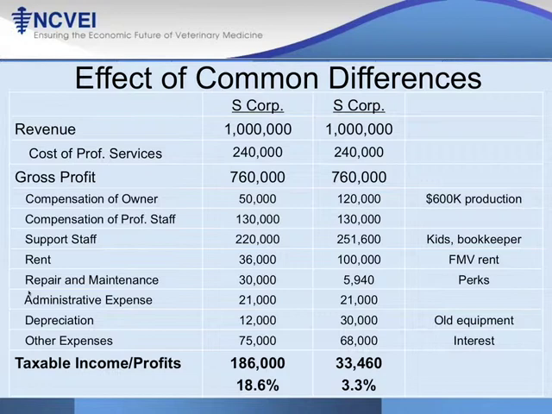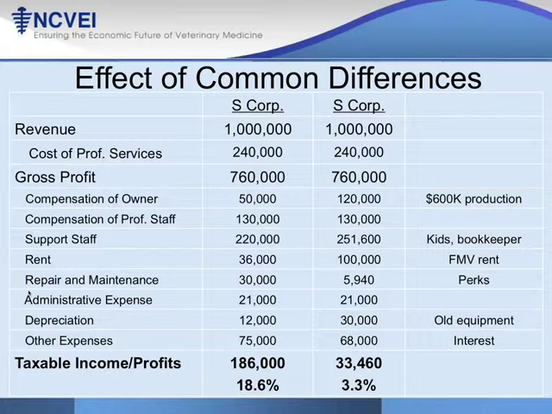So you'll see here that revenue in this practice is $1 million, and we didn't make any adjustments to revenue. We didn't have any adjustments to the cost of professional services. But when we came down to owner compensation, we did need to make an adjustment. And if you'll remember, in the tax return, only $50,000 of owner compensation was included. However, this owner produces $600,000 in production, and a fair market value salary for this owner would be closer to $120,000. So we've changed the $50,000 to $120,000.